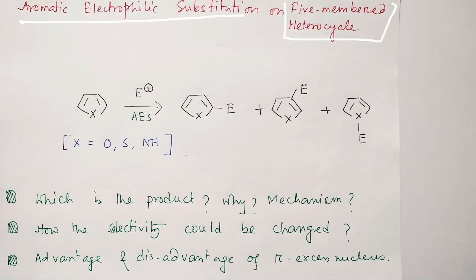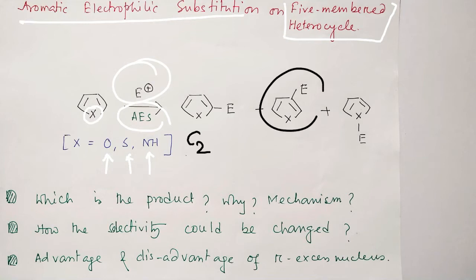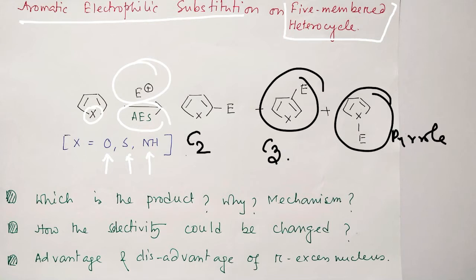Okay, so today we are going to discuss mainly furan, where X equals oxygen, then it's furan, sulfur means thiophene, and NH means pyrrole. And in presence of an electrophile, aromatic electrophilic substitution occurs and produces three types of product formation. This product is considered as C2 substitution, this is considered as C3 substitution, and this is specific for pyrrole, and this is named as N1 substitution.